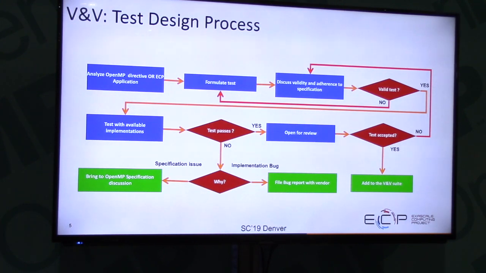And we have found such bugs, and we have reported them to the vendors, and they have corrected them in the next release. Sometimes it's a specification issue in terms of how people understand. Sometimes the implementers understand the spec in a very different way from what a user does. And we try to address this by bringing it up in the OpenMP ARB, the specification forum.